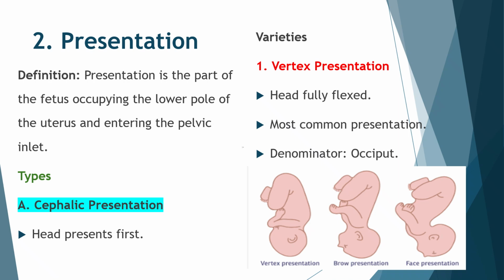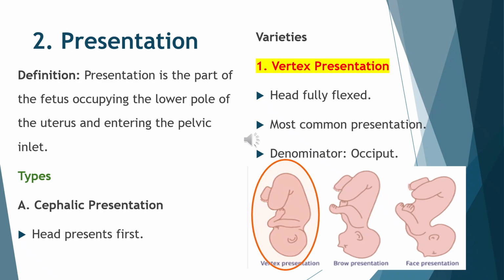As the name suggests, in cephalic presentation, the head of the baby presents first. This is the most common and most favorable presentation for normal vaginal delivery. Within cephalic presentation, the most common variety is vertex presentation.